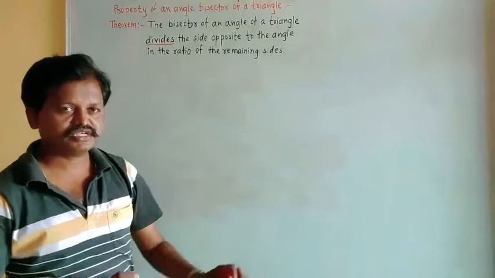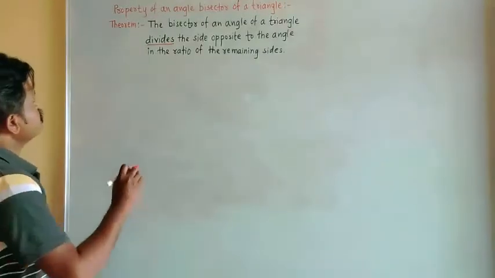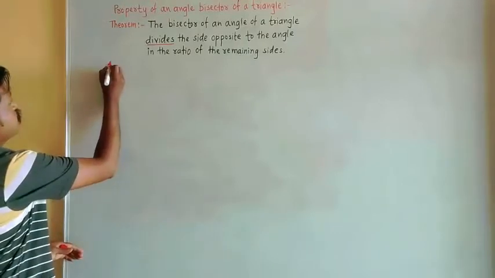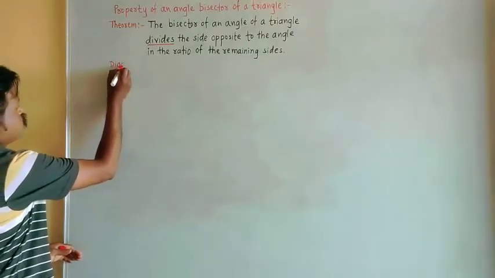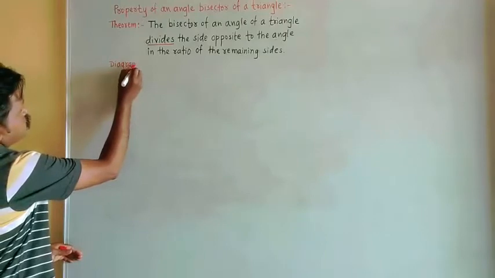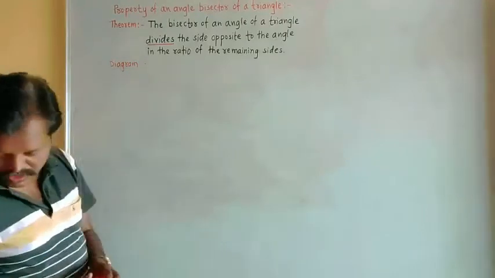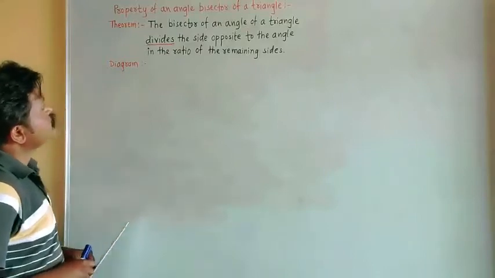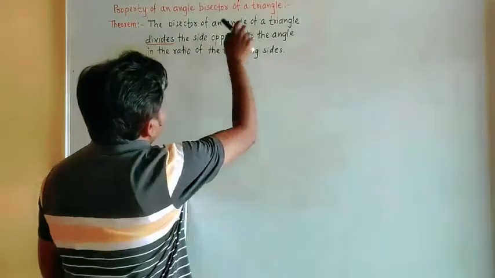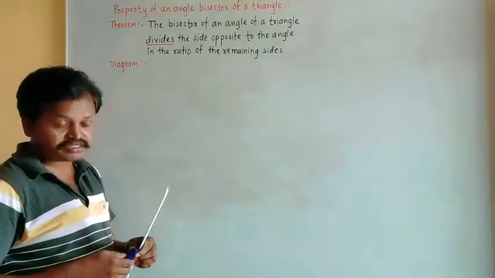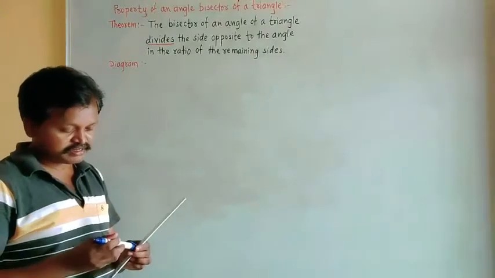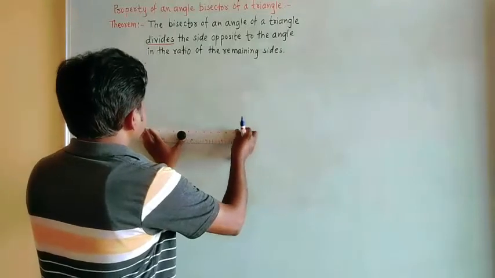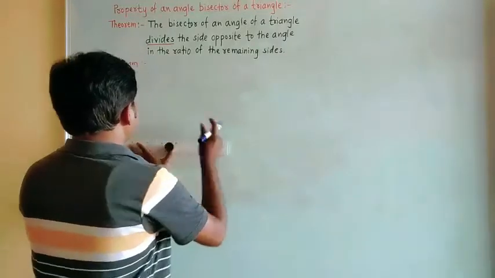Now, how do we prove this? For that, we first draw a diagram. So think about how to draw a diagram. Look here, we have the bisector of an angle of a triangle. So we first draw some triangle.